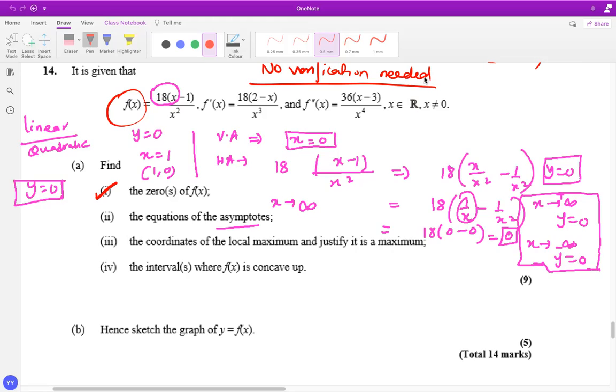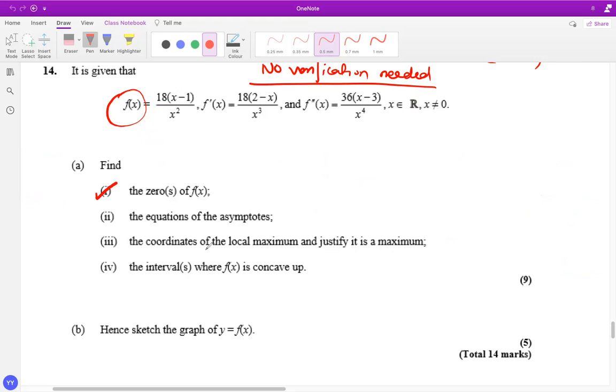Now, next up is to find the coordinates of the local maximum and justify it is a maximum. Firstly, for a maximum or minimum, you set f dash x equal to 0. f dash x has already been given, so 18 times (2 minus x) over x cubed equals 0. So I get x is 2.